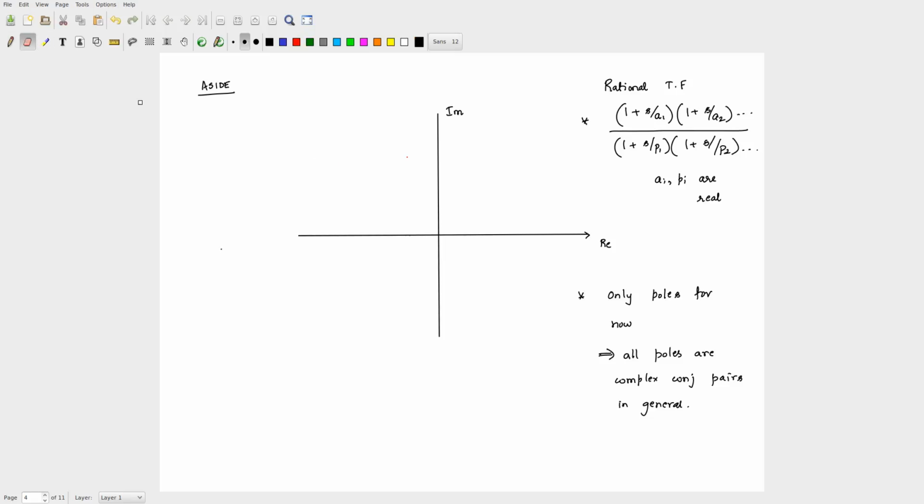Okay. So if I have a pole there, I should have a pole exactly here. If I have a pole here, I should have a pole there. Okay. If I have a pole here, no problem. Similarly, if I have a pole here, no problem. Okay. Now, can you help me draw what the response for all of these things is going to look like?